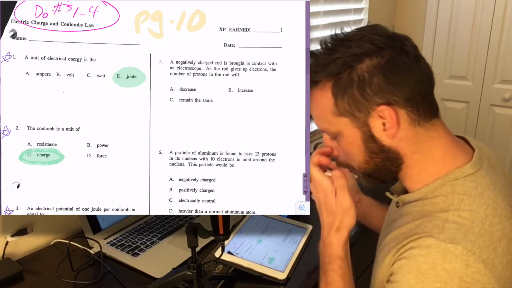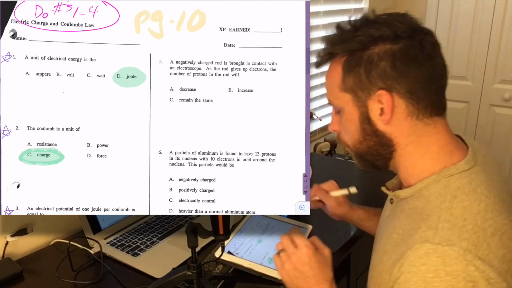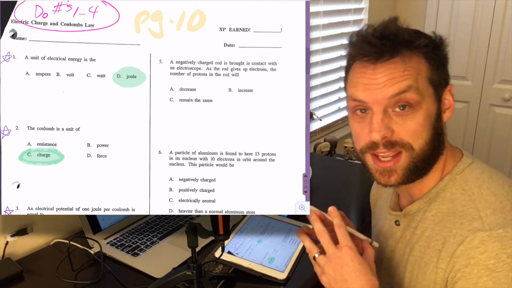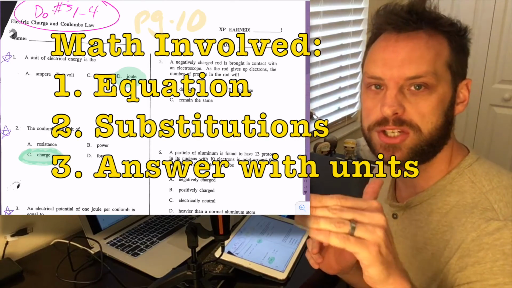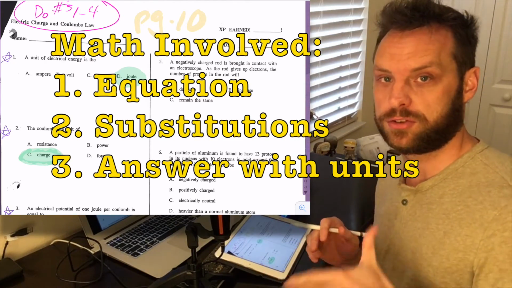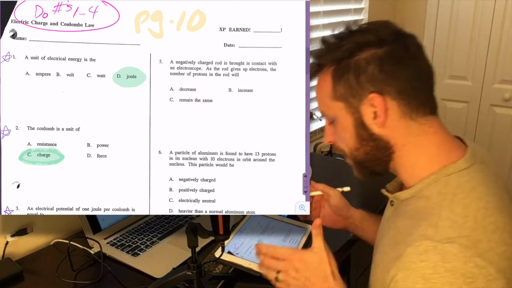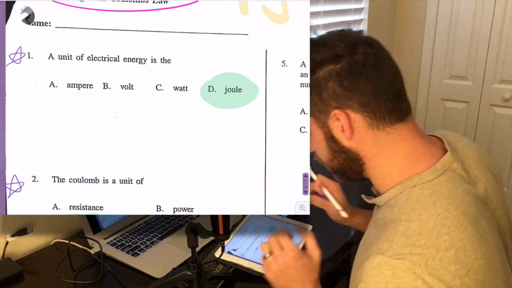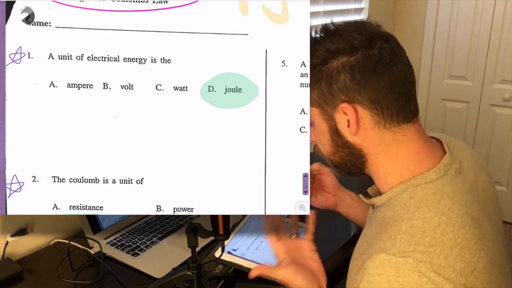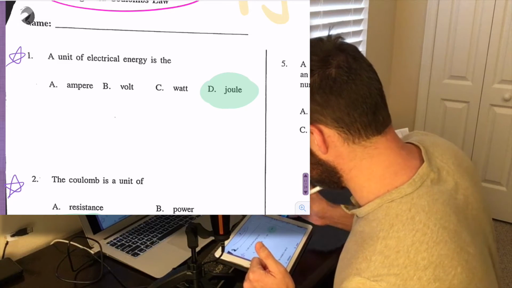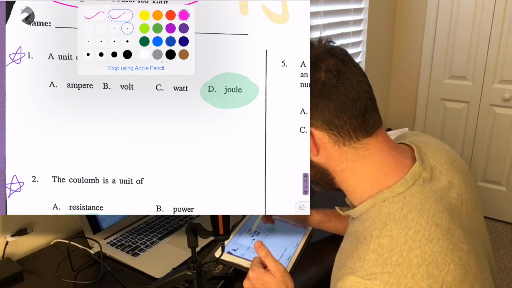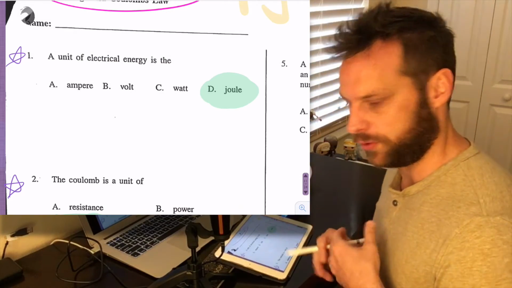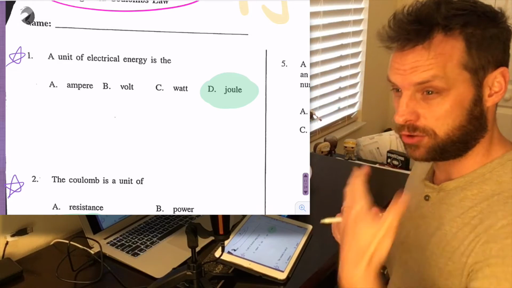And let's explain number 1, just to give you an idea of how to do that. When there's no math involved, you have to use some English words, and when there's math involved, you can just show your equation, substitutions, and then answers with correct units. So no math involved in this. Number 1 says a unit of electrical energy is the, and then we are selecting the joule. It'd be a little oversimple to say that the joule is the unit for electrical energy. So let's say something extra.